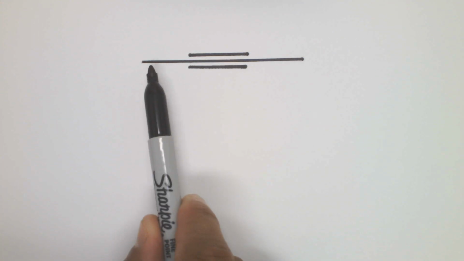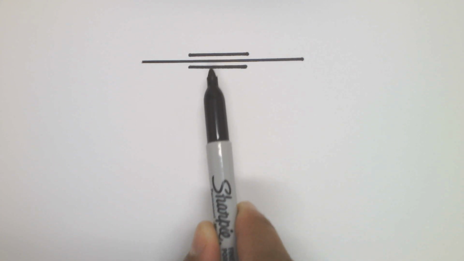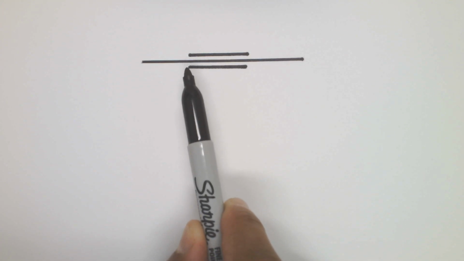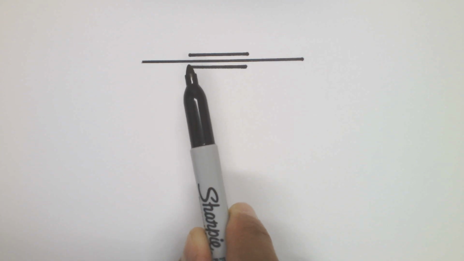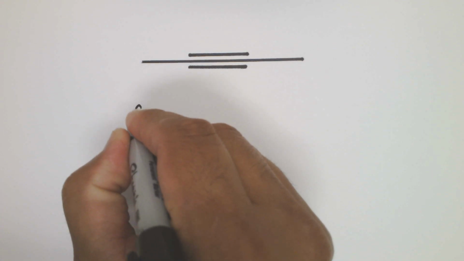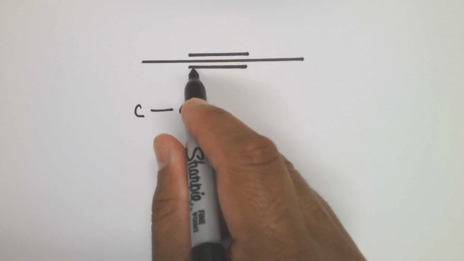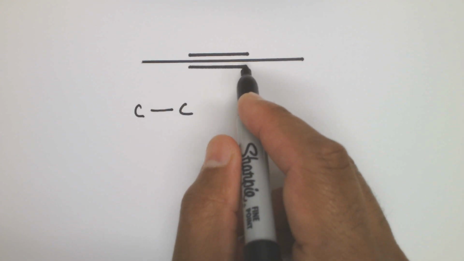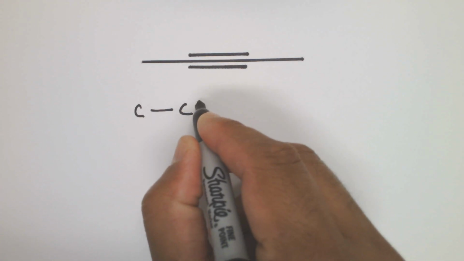What we do have is this single line that abruptly changes into three lines, or a triple bond. So that's a change, but there's no corner. We're not zigzagging here. So let's go ahead and draw this skeletal structure. And then this triple bond is going to be between two carbon atoms. Again, here you've got a triple bond that abruptly changes into a single bond.